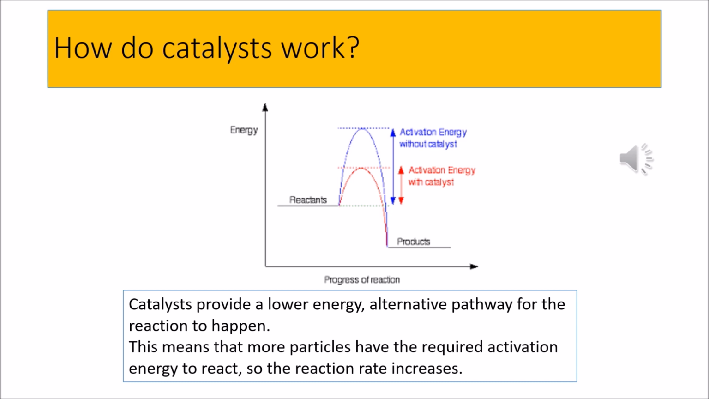So there are 2 different curves there. You have activation energy with catalyst and also activation energy without catalyst. Reactants reacting in the presence of a catalyst will have a lower activation energy. Therefore, the product can form quite easily. The reactants without a catalyst will have a higher activation energy. Therefore, they need to overcome a higher activation energy in order to produce the product. So this is an example of an exothermic reaction.